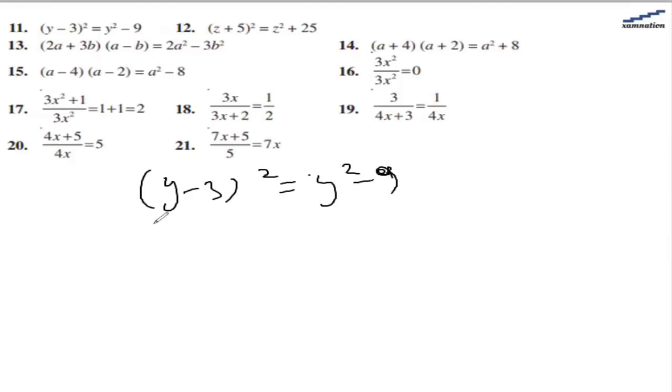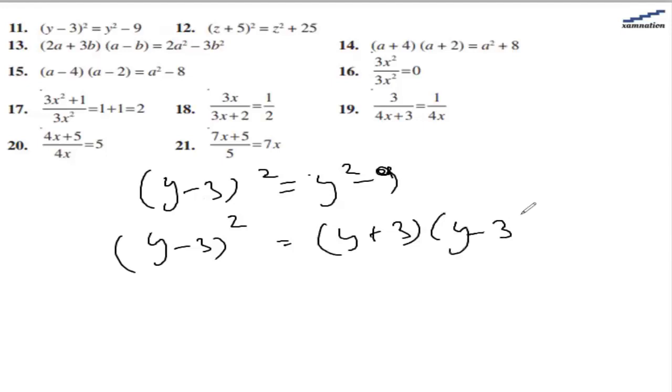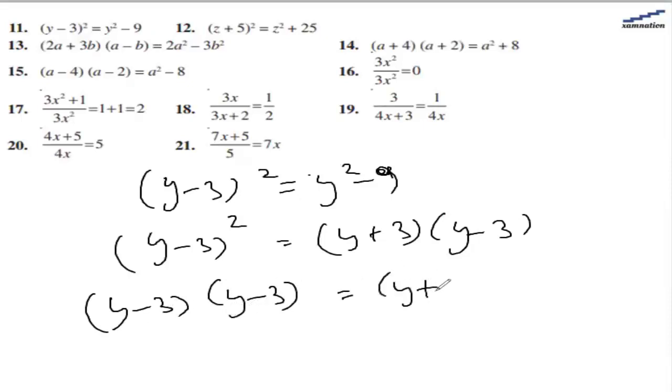Okay, so let's take the y minus 3 whole square, and y square minus 9 can be written as y plus 3 and y minus 3. So now as you can see, the left hand side is the product of y minus 3 and y minus 3, and the right hand side is the product of y plus 3 and y minus 3. So it cannot be true, and that is why this plus 3 should be minus 3.